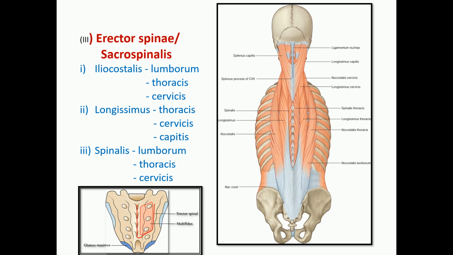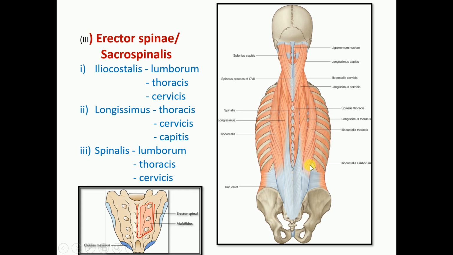Iliocostalis lumborum, thoracis, and cervicis have small slips. These are the short slips inserted into the angle of the ribs. They are inserted into the angle of the ribs. The angle of the ribs lies on the posterior aspect where they are inserted.